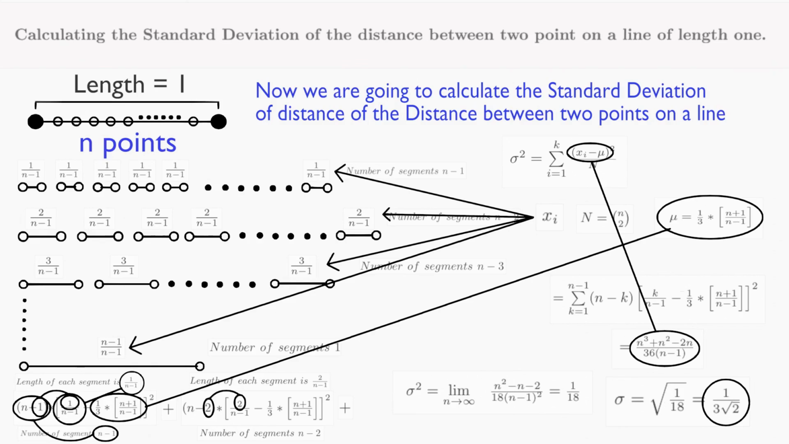So now we know the average distance between 2 points on the unit interval is 1/3, and the standard deviation of distances on the unit interval is 1 over 3 root 2.